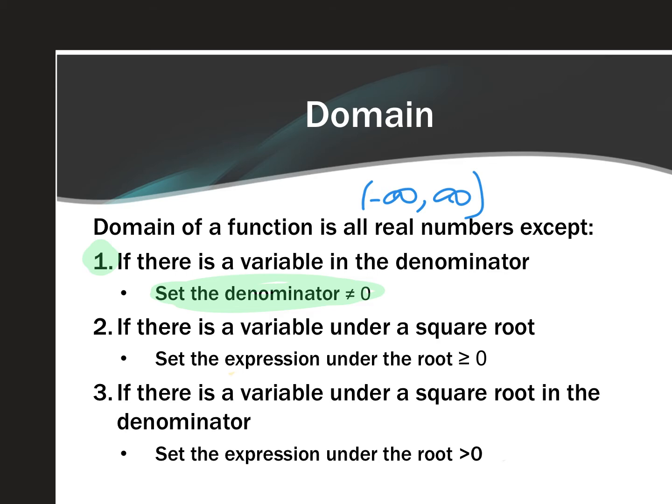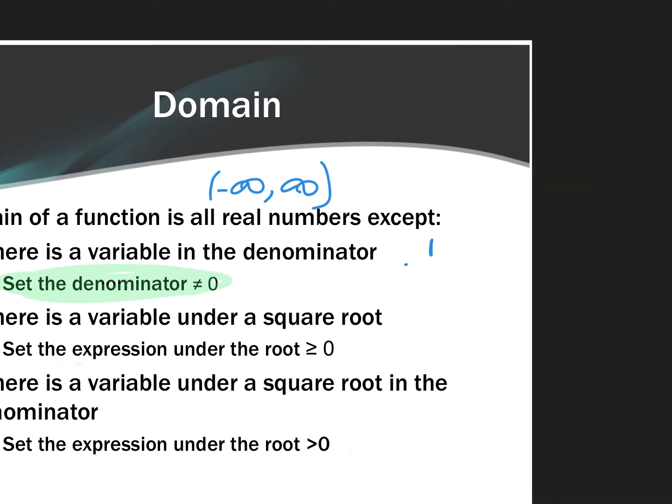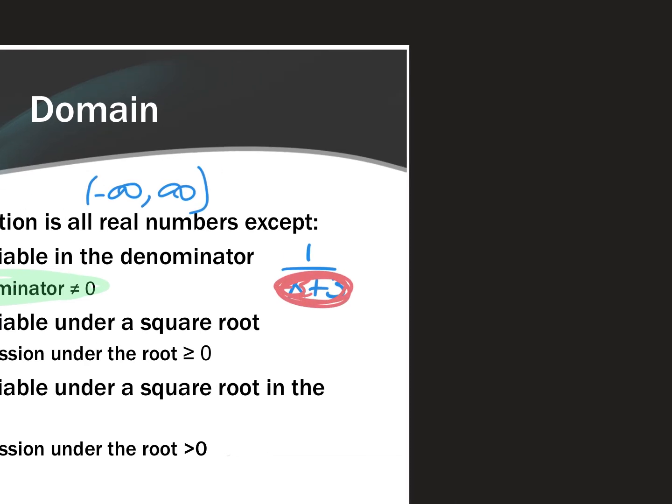Why is that? If I had 1 over x plus 3, is there a value that I absolutely cannot use here? I can plug in 0. What can I not use? -3. Why? But what happens when I plug in -3 here? What does my denominator become? 0. When you have 0 as the denominator, your function is undefined. It's not 0, it's undefined.